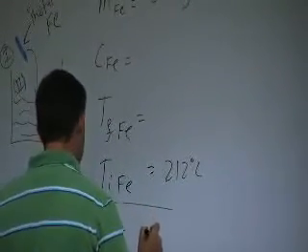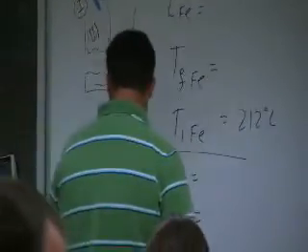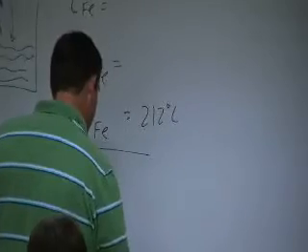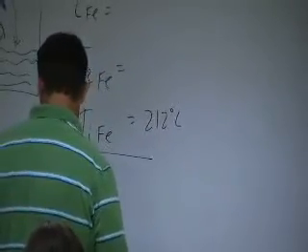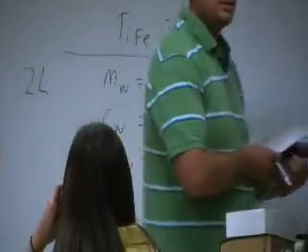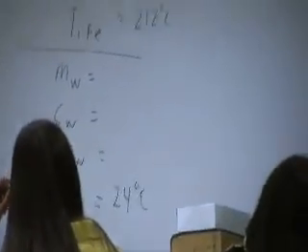It's placed in 2 liters of water, so let's put that down there, 2 liters of water. And that is at 24 degrees centigrade. That's going to be my initial temperature of water. And that's pretty much all we know. But let's not get too much in a panic, right? Because we've got a table.